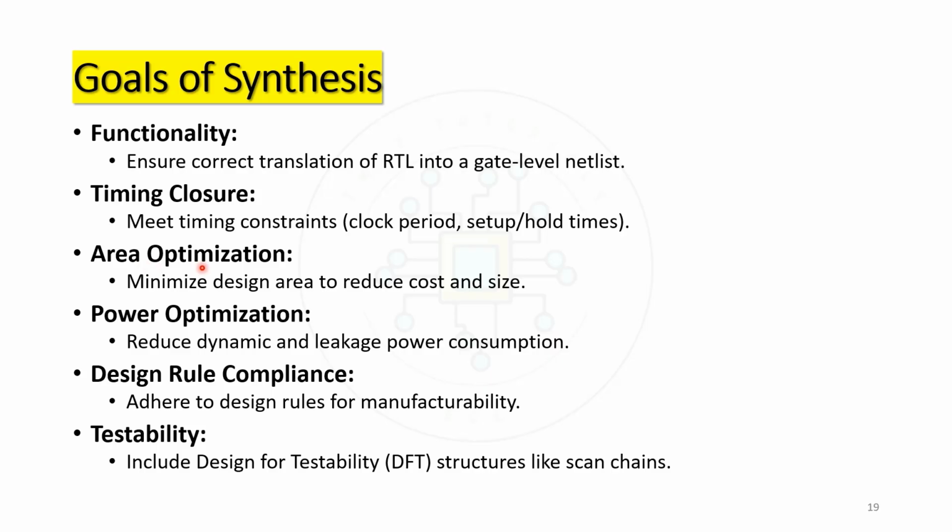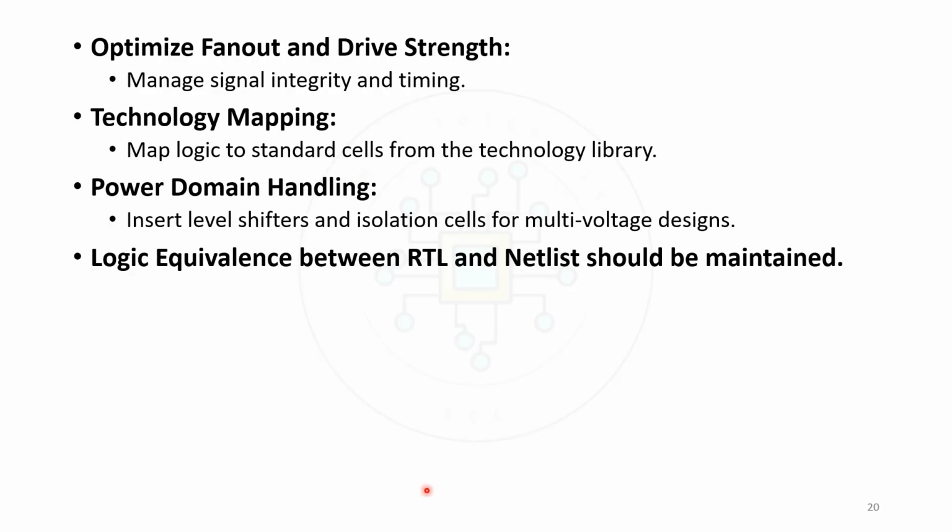Next, we need to achieve area optimization. So this will minimize the design area to reduce cost and size. Power optimization means reduce dynamic and leakage power consumption. Design rule compliance. So we need to adhere to design rules for manufacturability. Then testability. So include DFT like scan chain logic. So DFT means the normal clocks will get converted into scan clocks.